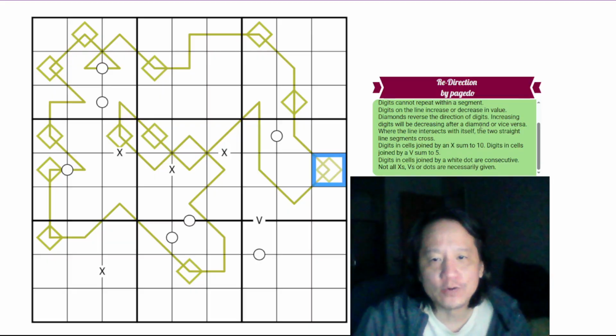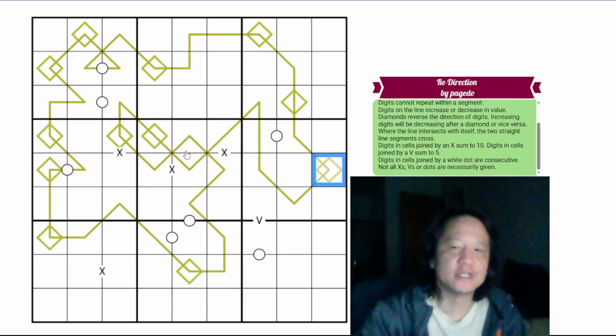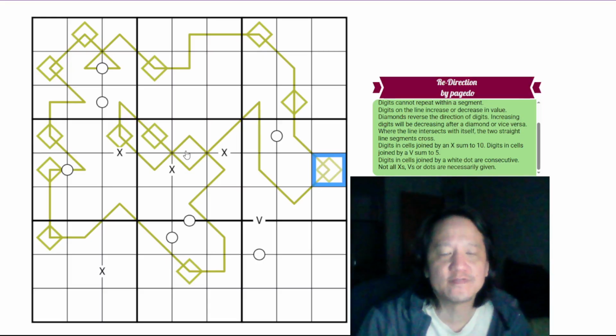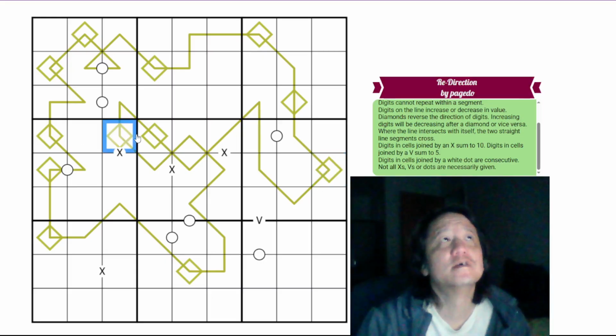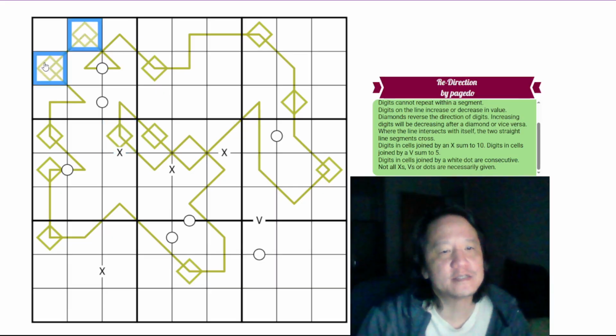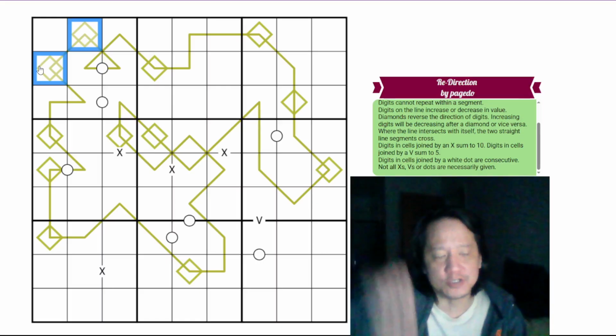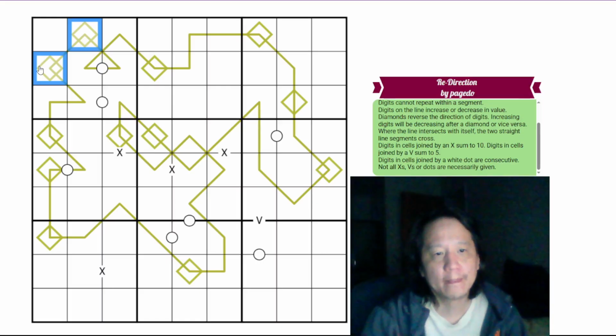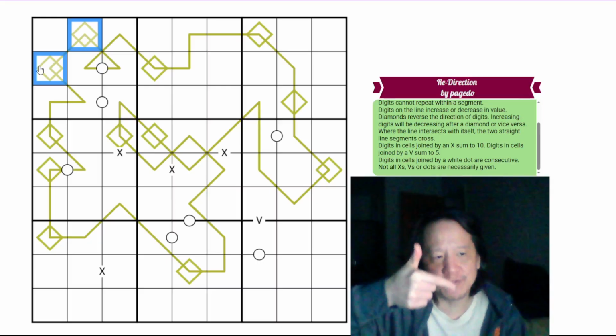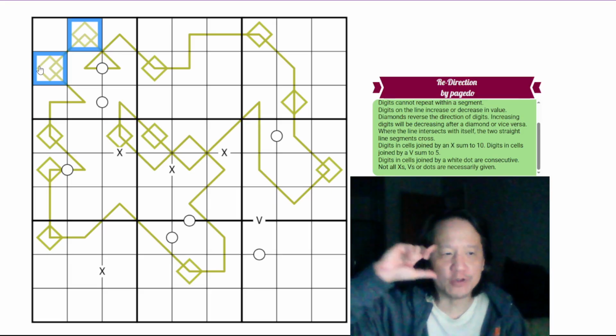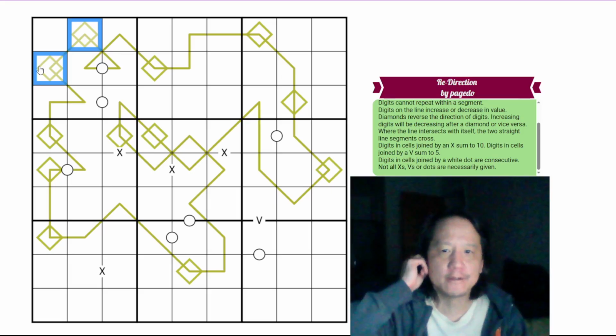Diamonds reverse the direction of digits. That is, increasing digits will be decreasing after the diamond or vice versa. So that means in a segment, you're either increasing or decreasing. And the diamond will swap whether you're increasing or decreasing.